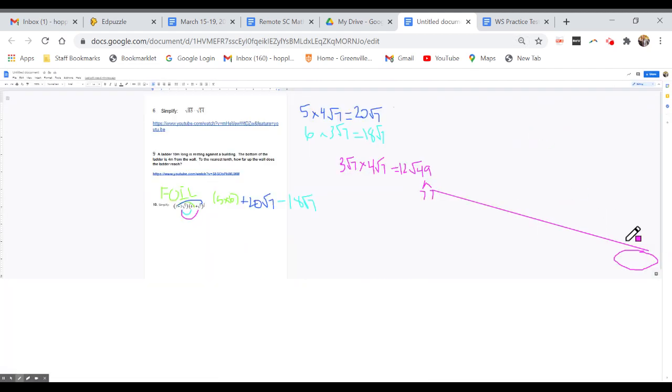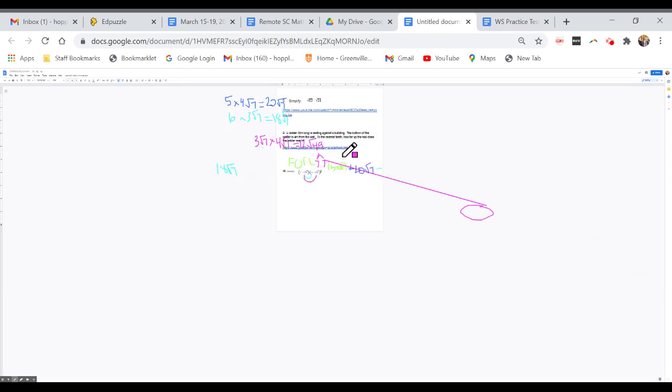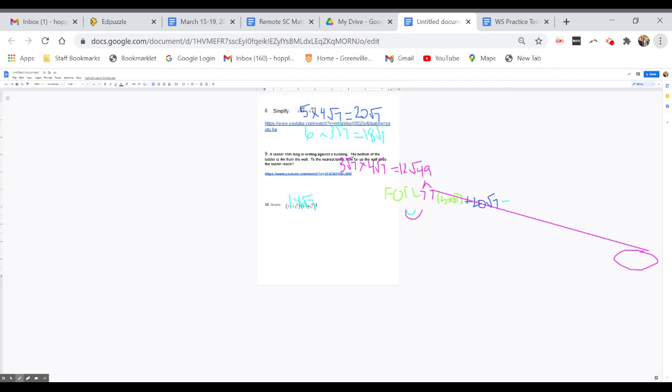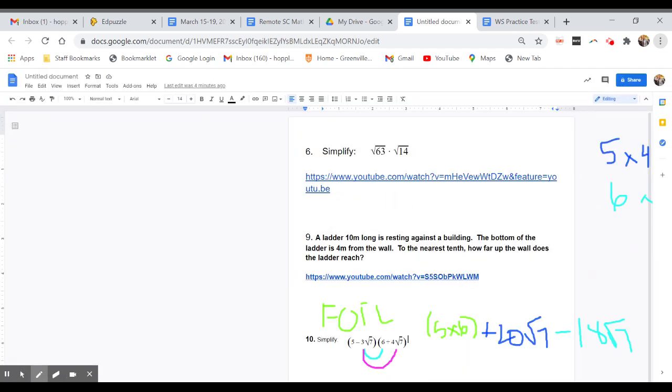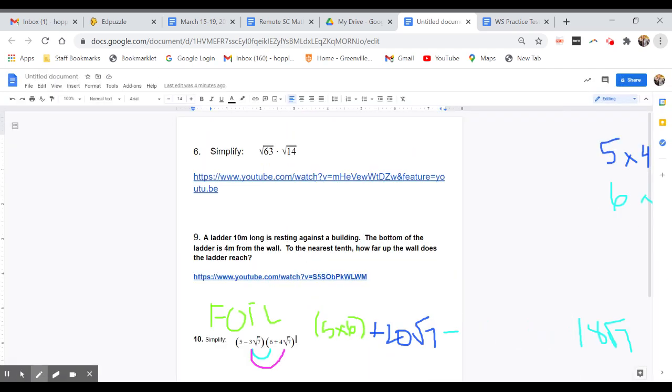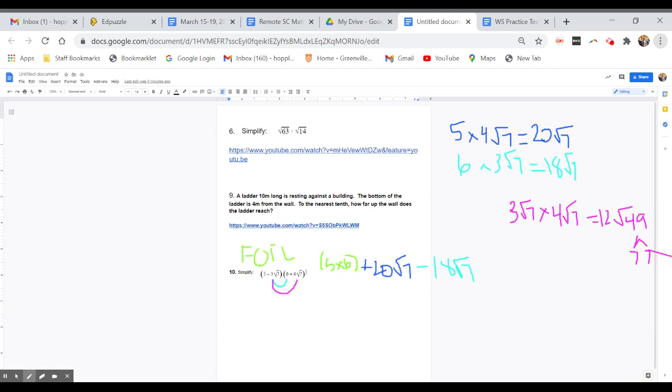So this is like saying, hang on a second, my Zoom is all messed up here. Let me get this back. So this is like saying 12 times 7, which gives me 84. And it's a negative because this is a negative, so negative 84.